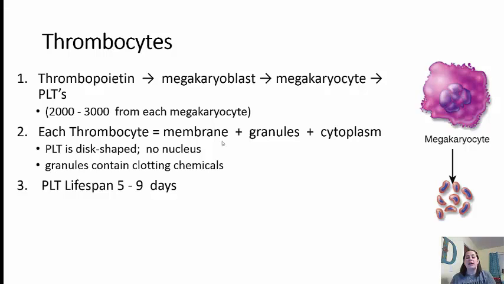Now, each thrombocyte has a membrane, so each of these platelets contains a membrane. They also contain some granules inside of them, as well as cytoplasm. So you're not going to see a nucleus or any kind of organelles here. They are a lot of times disc-shaped. The granules that they do contain, they contain clotting chemicals. The whole point of these is to have these clotting chemicals that start the process of clotting your blood when trauma has happened to a blood vessel, to prevent bleeding. Now, if the platelets have not been used because you haven't had any damage to a vein or artery or anything like that, or any bleeding, a lifespan of a platelet is only between 5 and 9 days. So they don't last for very long.